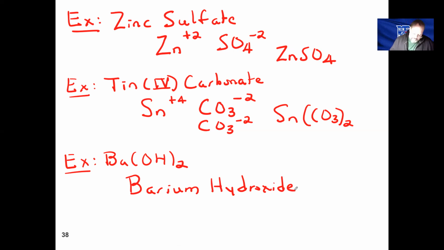And again, how do we end up with Ba(OH)2? Barium in group 2A forms a +2 ion. Hydroxide is OH minus. In order to get the overall charge to add to 0, I need 1 barium ion and 2 hydroxide ions. And that would lead you to Ba(OH)2.